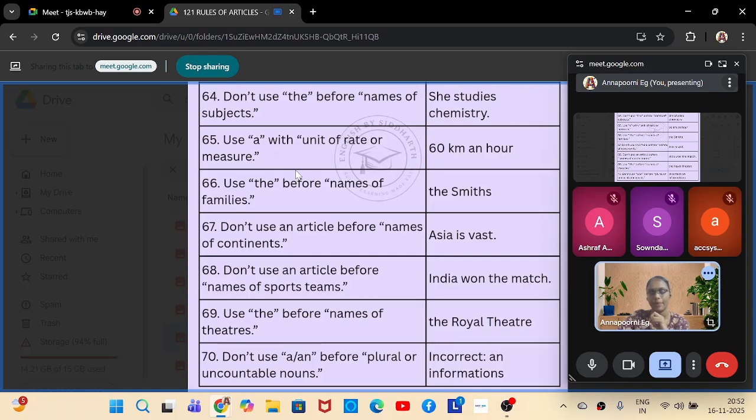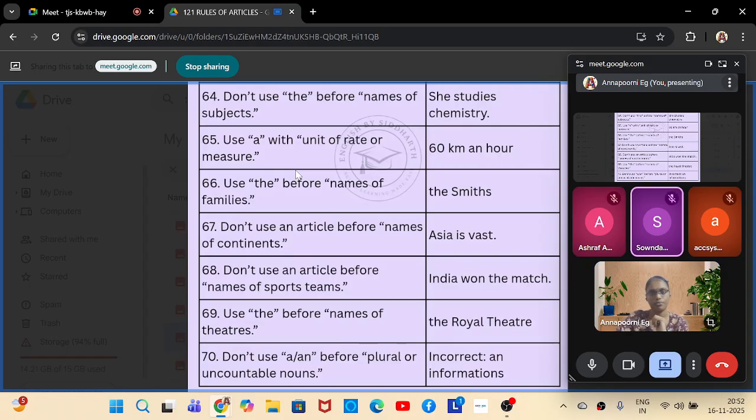Okay. Next, don't use an article before names of continents. That's also like countries. Countries and continents, the names of these we should not use them with articles. So how many continents are there in this world?